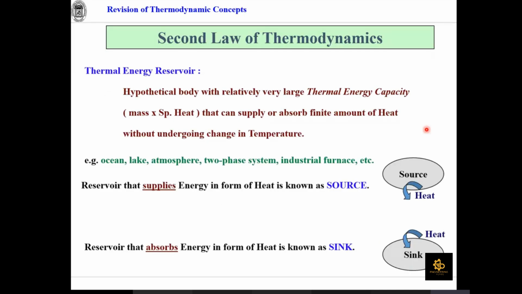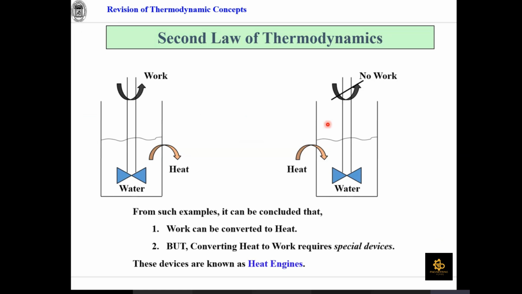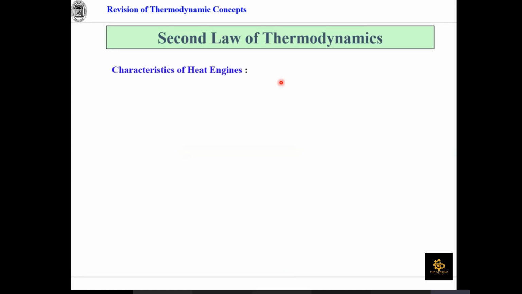Whenever we are dealing with a thermodynamic system, there are two common things, the source and the sink. The source is where you are supplying your heat from, and the sink is where you are rejecting your heat. These are common terms you use whenever you are analyzing thermodynamic systems. Next, second law of thermodynamics, heat engines. You can go through this slide on your own, as there is nothing inside it.